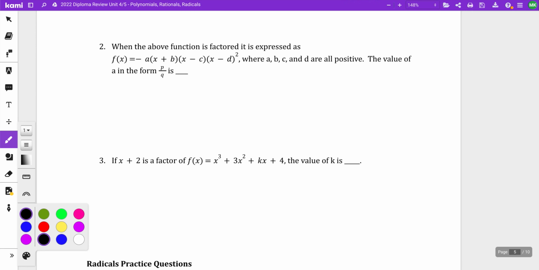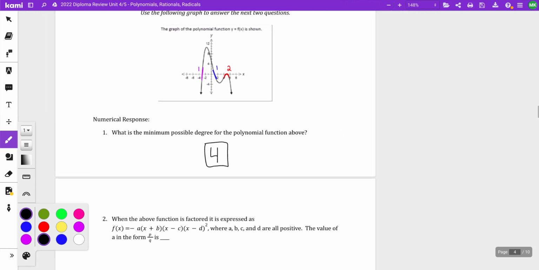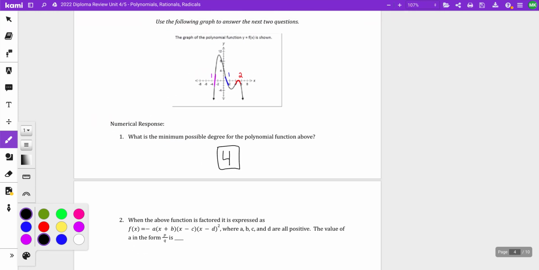Number 2. When the above function is factored, it is expressed as, same picture above. My bad. I knew even when I was making that yesterday, I was going to screw that up today. But it just worked better for the way that the paper fit. I didn't want to waste paper. Trees matter.